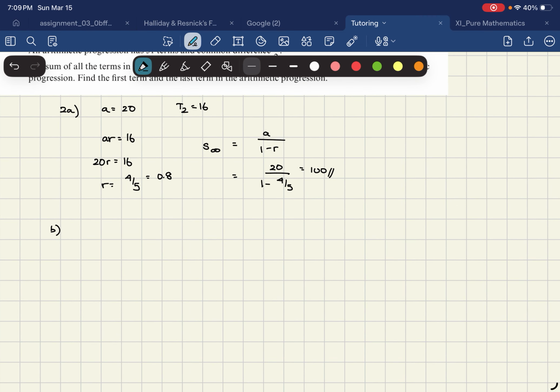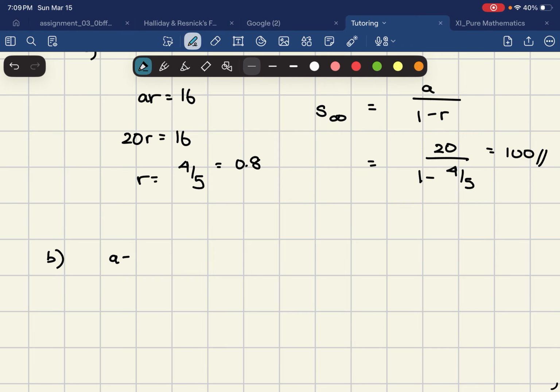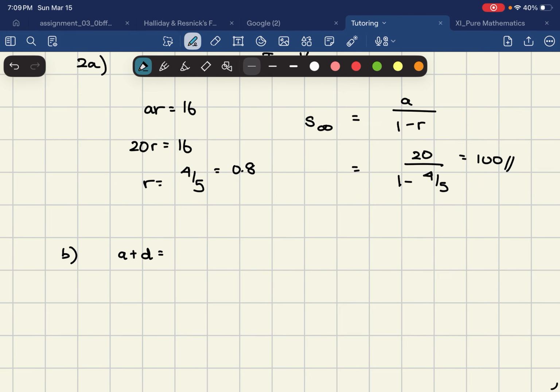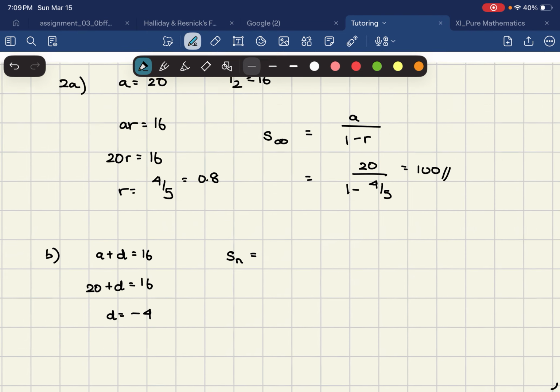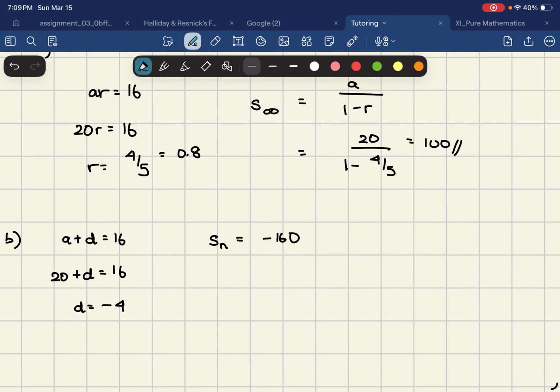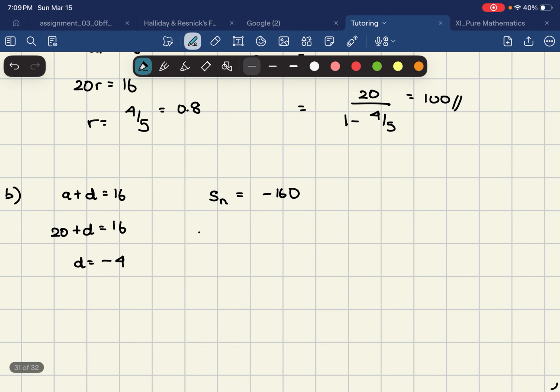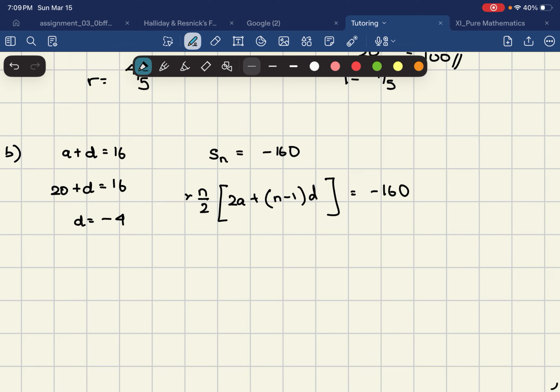So now we are given that it's an arithmetic progression. So the second term would be a plus d. a plus d is given to be 16, and a is 20, so d is negative 4. And we know that the sum of n terms, we don't know how many terms, but the sum of them is negative 160. So now let's just write the formula. n divided by 2, times 2a plus n minus 1 times d, this sum is negative 160. So if I multiply by 2 on both sides, I can cancel out the 2 in the denominator.